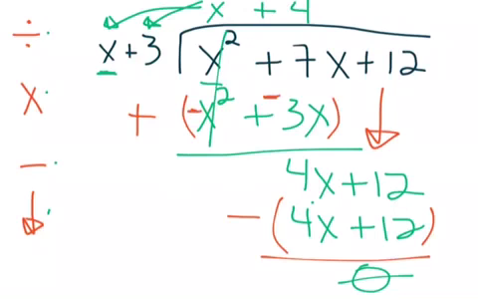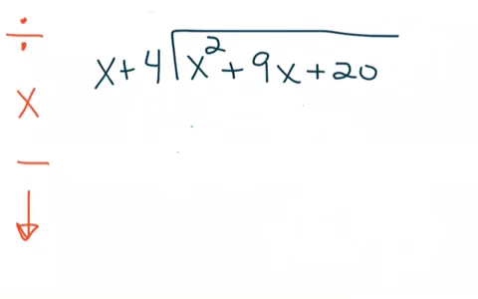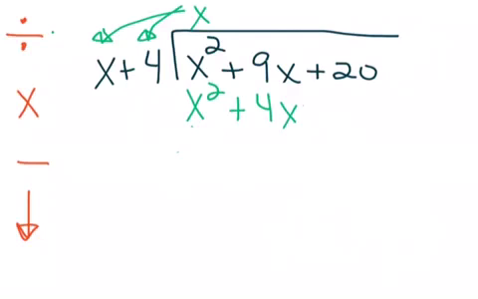Let's try another one together. Okay, I'm going to go through this same process here. So I'm going to divide first. So x squared divided by x gives me x. And then I'm going to multiply, so I'm going to distribute here. So x times x gives me x squared. X times 4 gives me 4x. Next I'm going to subtract. So I'm going to take this entire term right here and subtract it, which means all my signs are going to change.